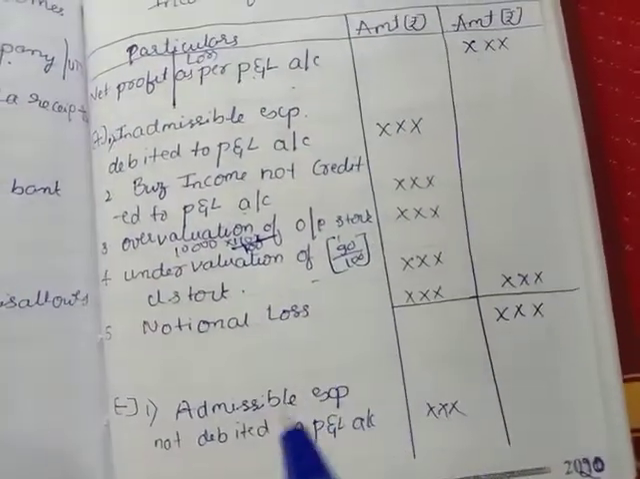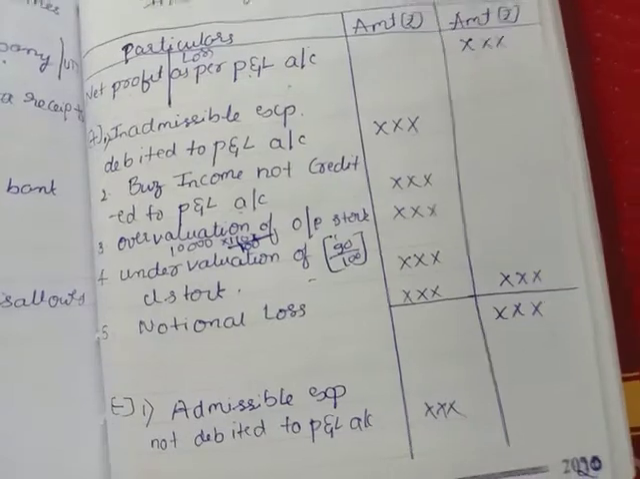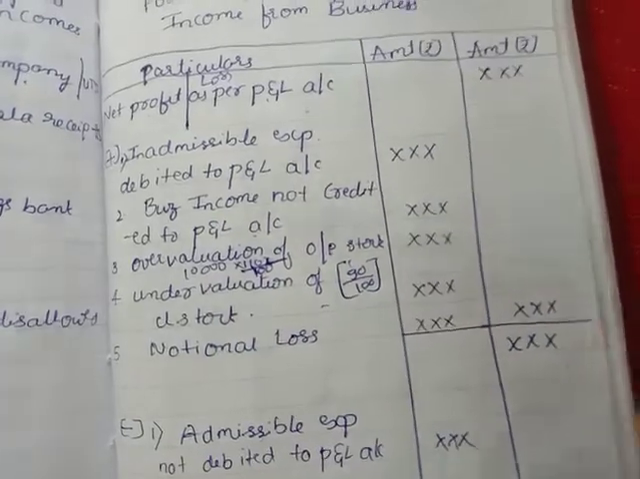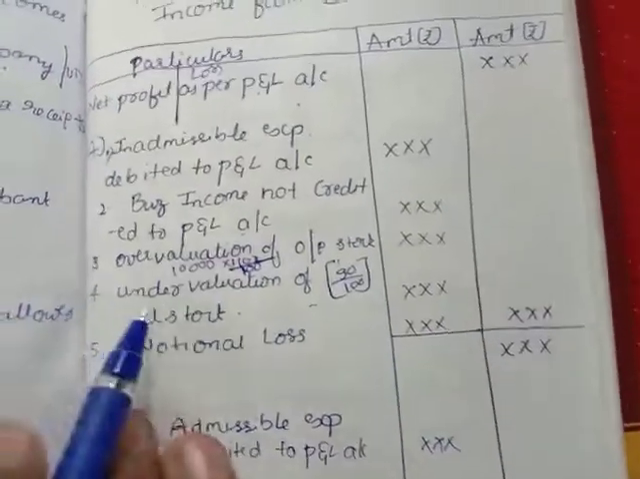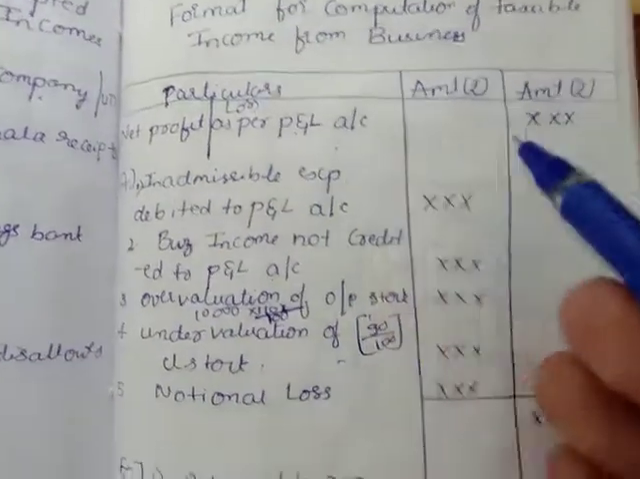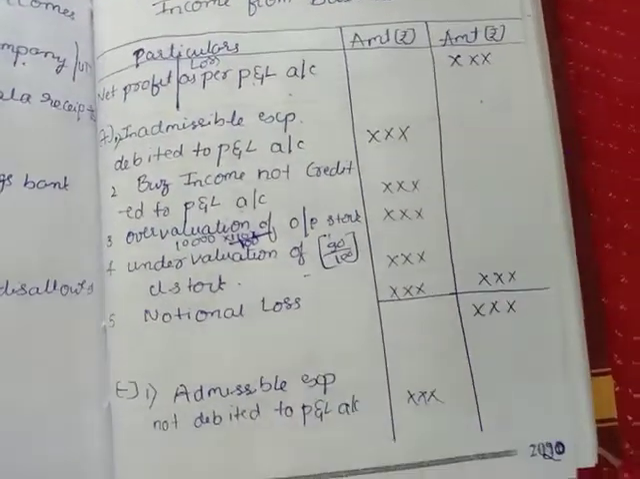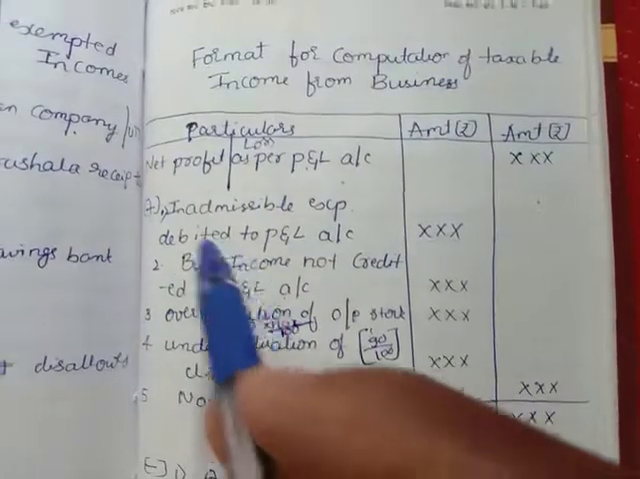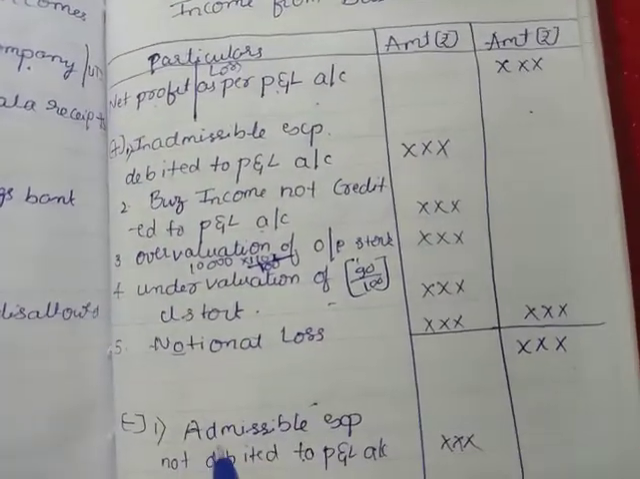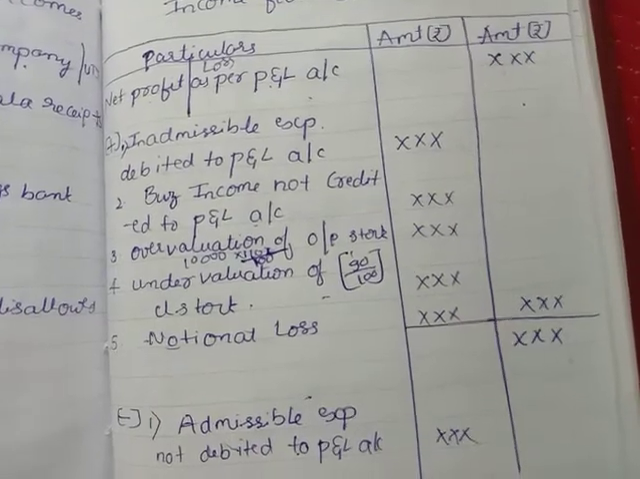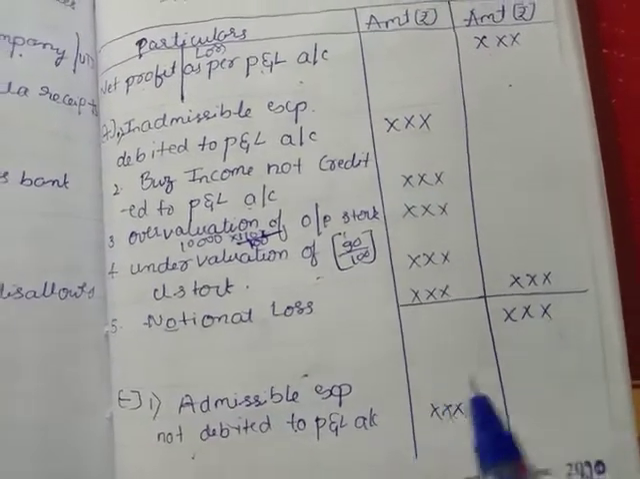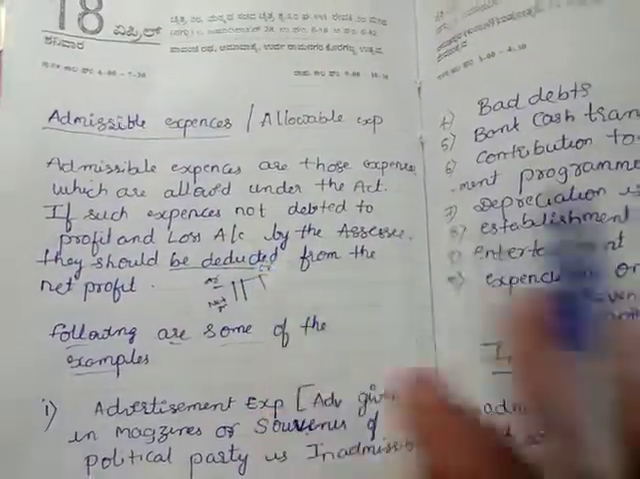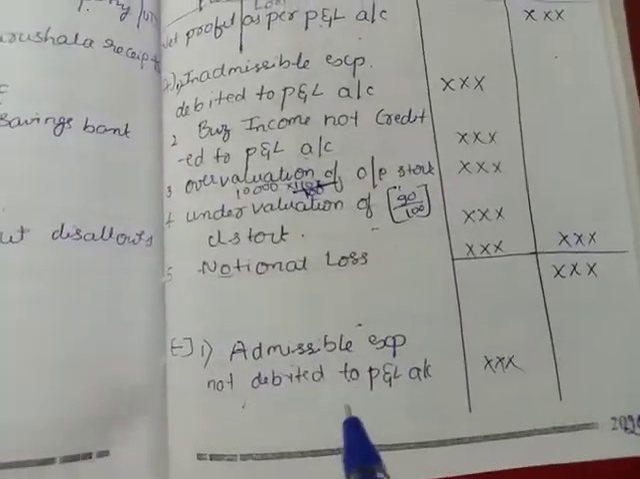These are all items we will discuss clearly in the problems. Next, notional loss. Notional loss is a loss that arises in an unexpected way. These are the expenses we should add to the net profit. Next, admissible expenses not debited to profit and loss account. So these are the 5 items we should add. Next, these are the expenses we should deduct from the net profit. Admissible expenses not debited to profit and loss account: we clearly discussed admissible expenses, right? So any admissible expenses given in the problem should be deducted.